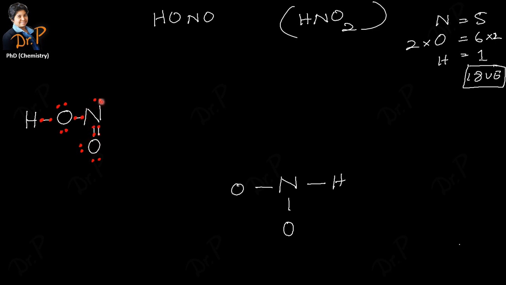Nitrogen completed its octet, oxygen completed its octet, and hydrogen, its duet. Hydrogen cannot have more than 2. And if you look at the formal charges, the formal charges of all these atoms is going to be 0. These are the formal charges.